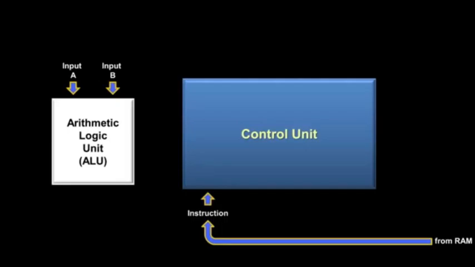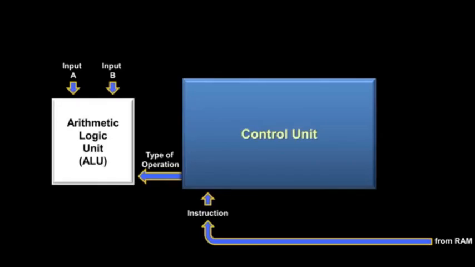Now we might want to add those 2 numbers together. The control unit receives that instruction from RAM and then tells the ALU what type of operation to perform. The ALU performs the operation and then outputs the answer. Sometimes, though, depending upon the type of instruction, the output from the ALU can actually be ignored.